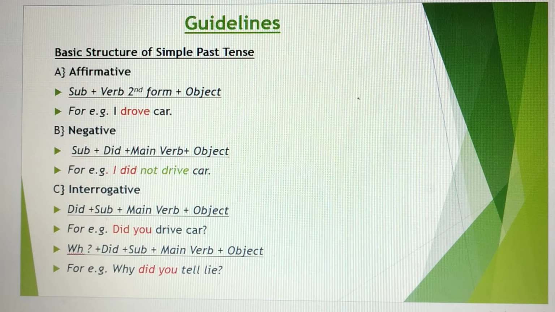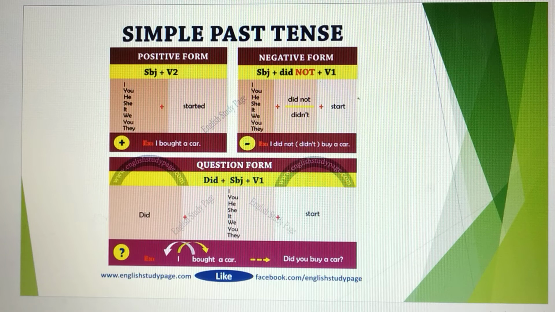First let's take an example of affirmative. I drove car. Okay, it's clear now. If you want to make this affirmative sentence into negative, it will be I did not drive car. It cannot be I did not drove car. It will be incorrect. Interrogative, did you drive car? WH, why did you tell lie? Okay. Now just a quick recap of that. Simple past tense, positive form, negative form and question form.